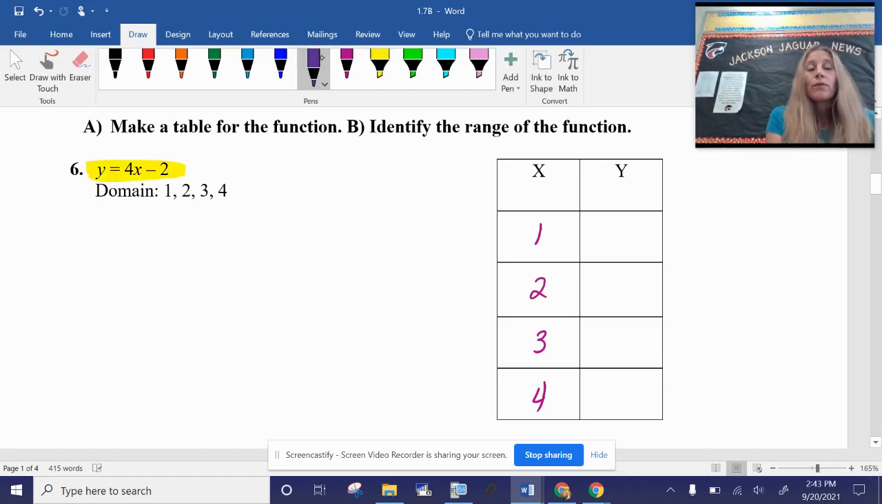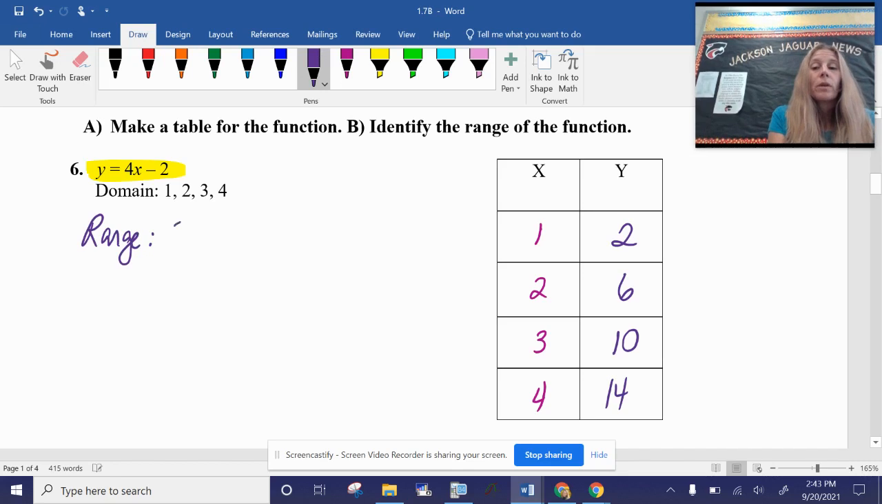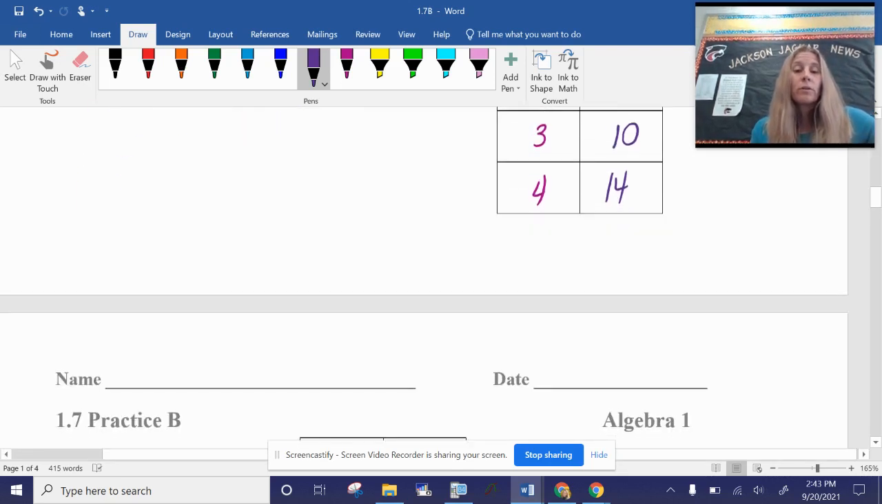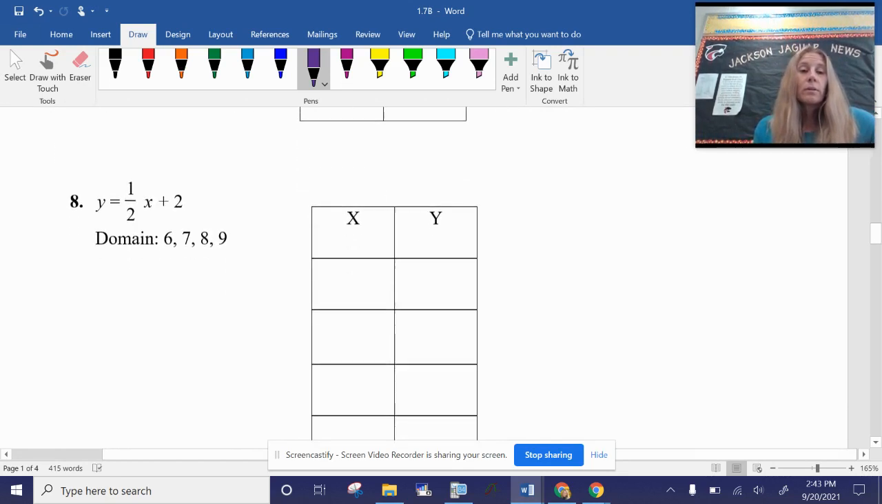So 4 times 1 is 4, minus 2 is 2. 4 times 2 is 8, minus 2 would be 6. 4 times 3 is 12, minus 2 is 10. 4 times 4 is 16, minus 2 is 14. So that would make my range 2, 6, 10, and 14. And of course, you could continue to do that with these other examples here, but it's still the same process.